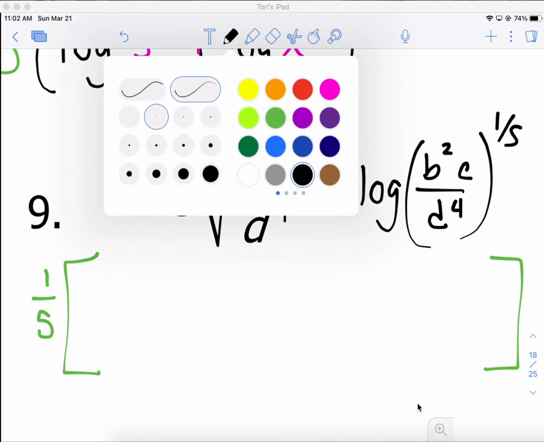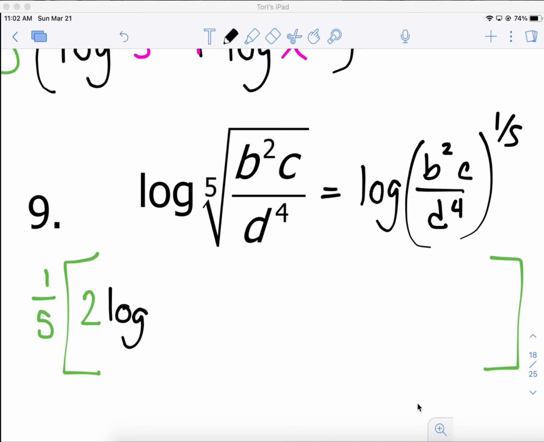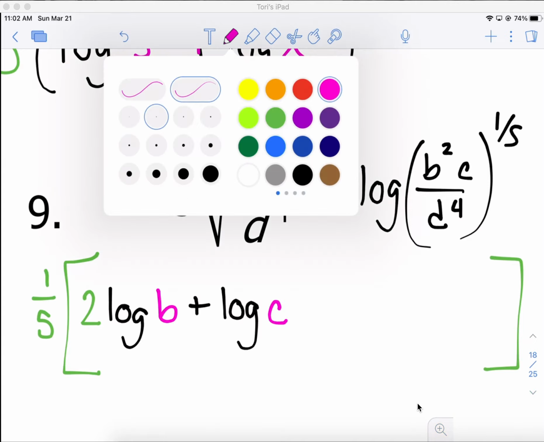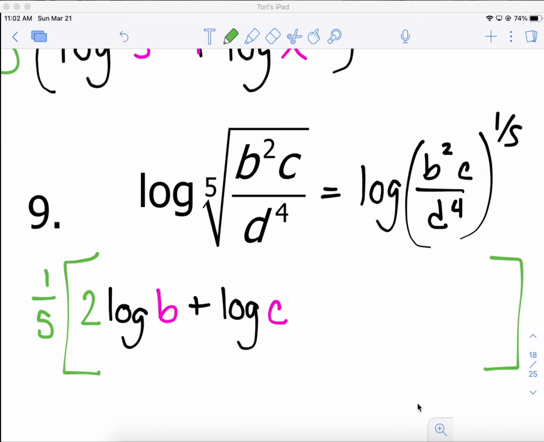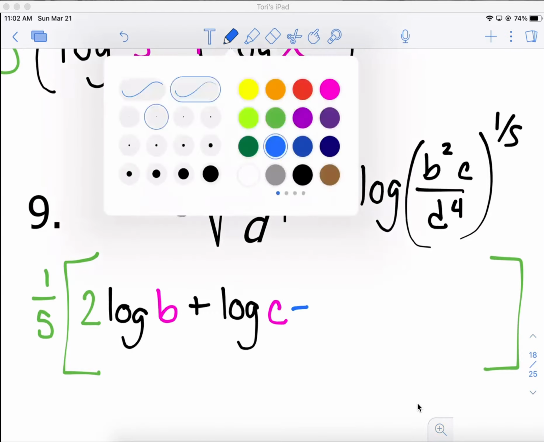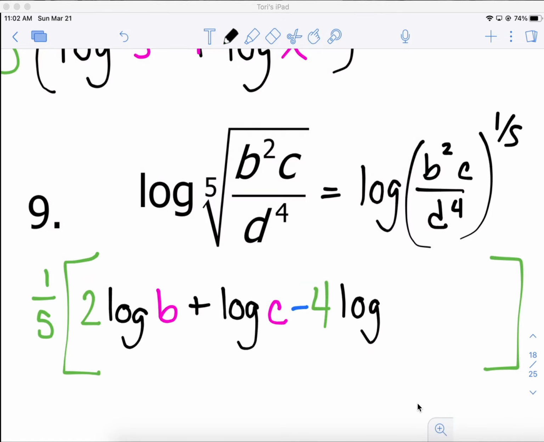All right, I do have a 2 that's going to go with my log of b. I am multiplying that with a log of c, so we're going to use adding. And then on the bottom, I'm dividing with the d, but there is an exponent. So we're going to go minus 4. The 4 exponent only belongs with the d. So log of d. And again, if you had distributed, it could look a little bit different. Otherwise, this is my final answer.